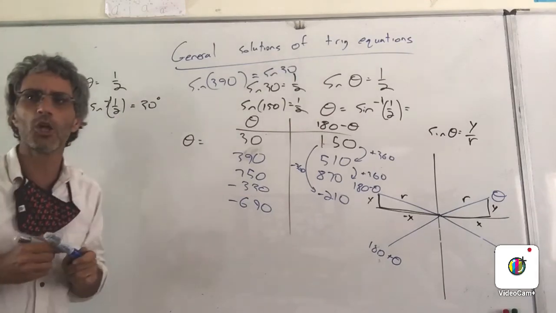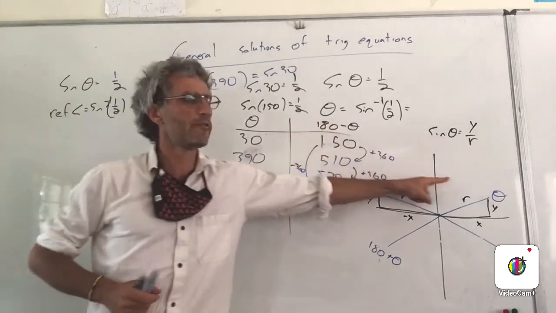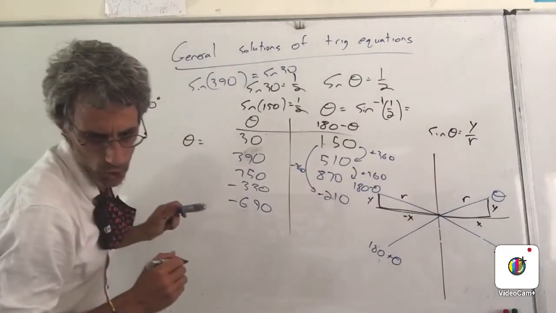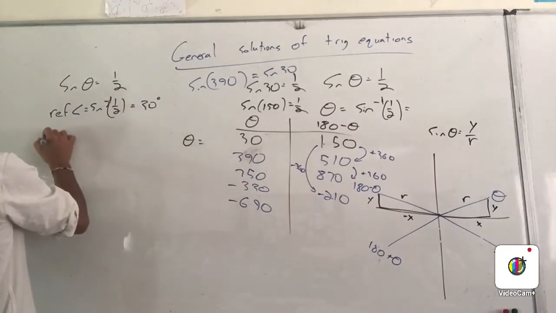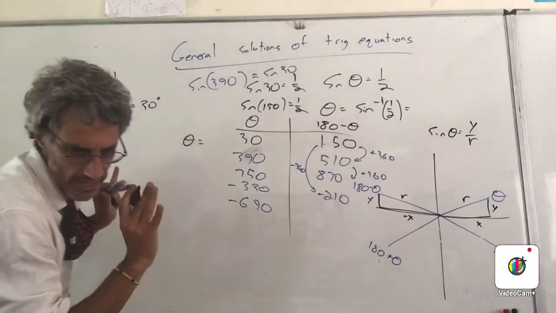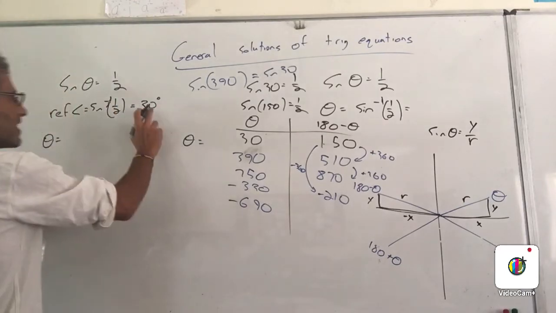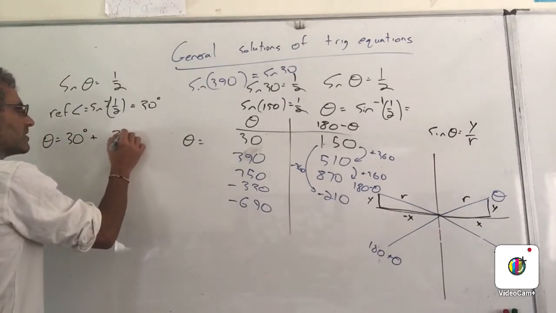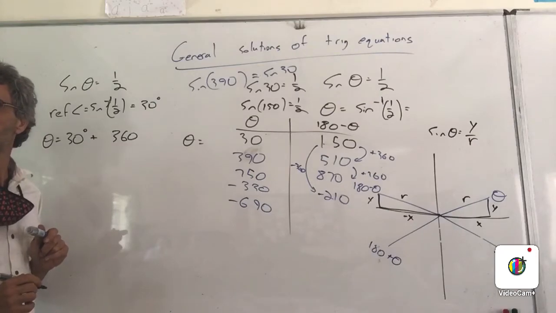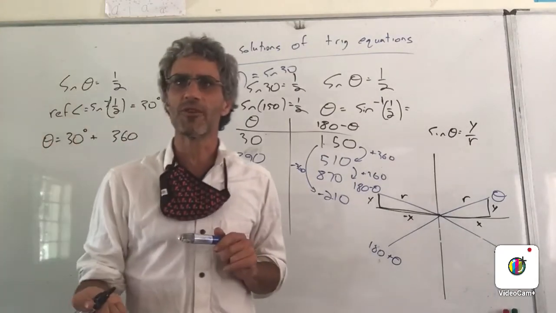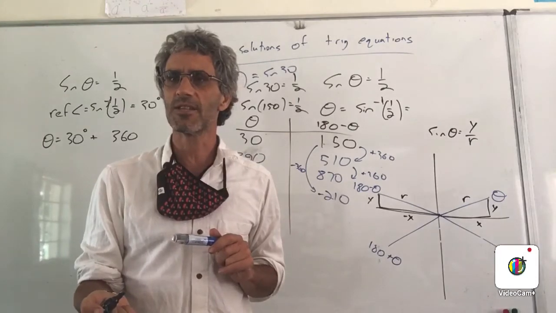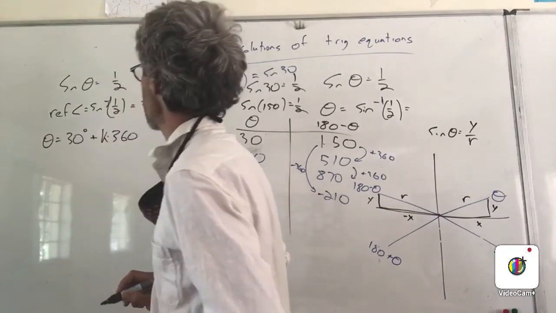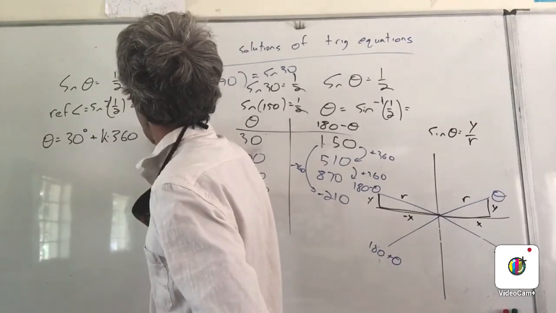The reference angle always lives in the first quadrant. Now the general solution is going to be theta equals, exactly as they write it, the reference angle plus 360. But not just one 360, I can add 2 times 360, or 3 times 360, or minus 360, or minus 2 times 360. So I'm going to multiply it by k. What about k?